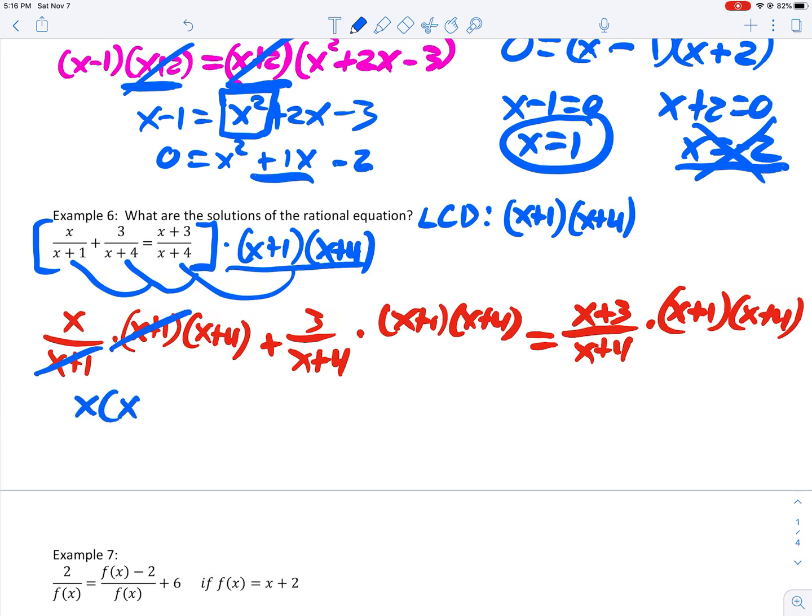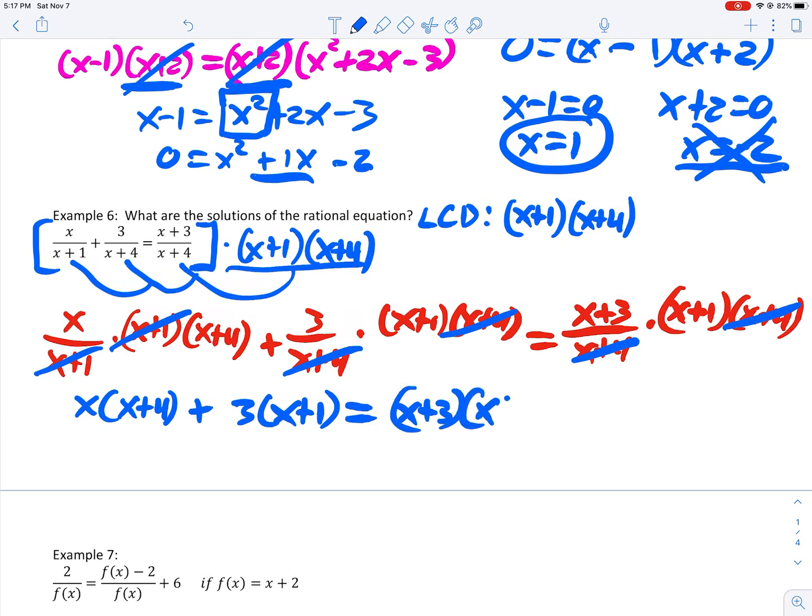So you get x times x plus 4, no longer any fractions. Here, the x plus 4 is reduced. So 3 times x plus 1. Here, the x plus 4 is reduced. So you have x plus 3 times x plus 1. So I'm hoping that we could eventually go just to this step so that you can do some of that in your head. So you don't have to write all that entire red equation out.